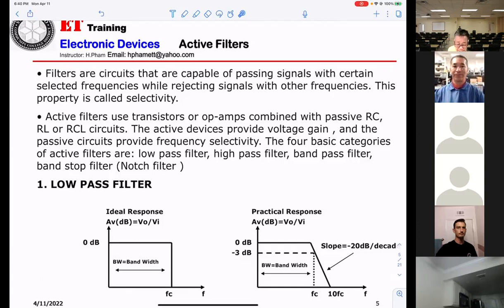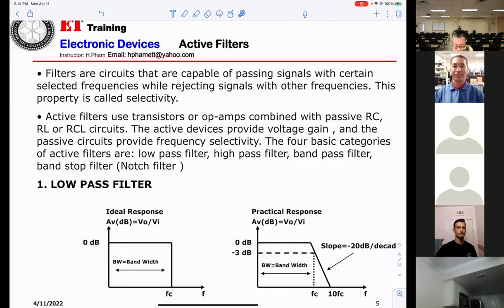Filters are circuits that are capable of passing signals with a certain selected frequency while rejecting signals with other frequencies. This property is called selectivity. So basically, when you tune your radio to a different channel, that means you select the filter to select a certain frequency.